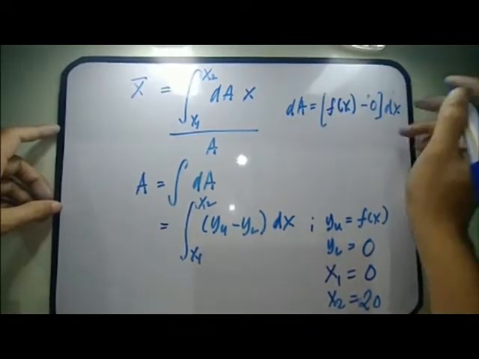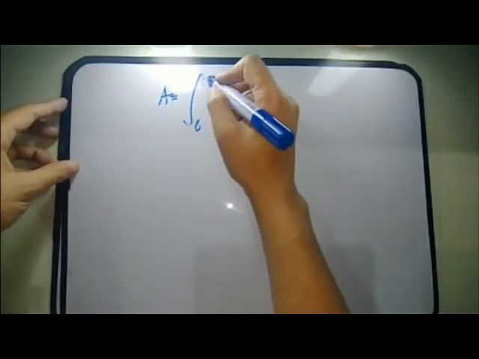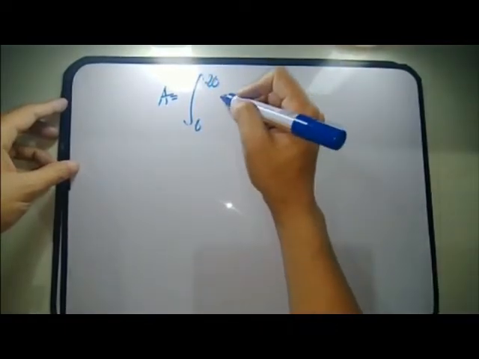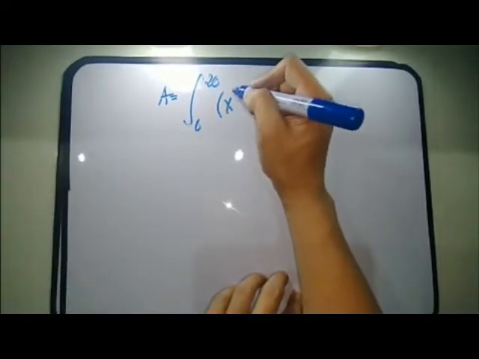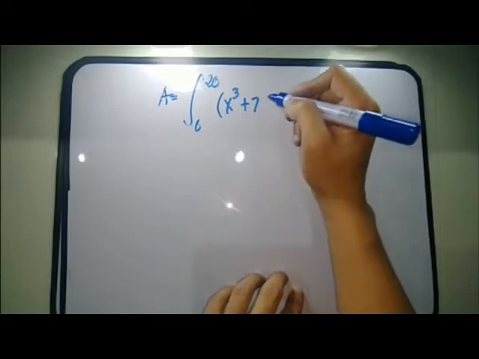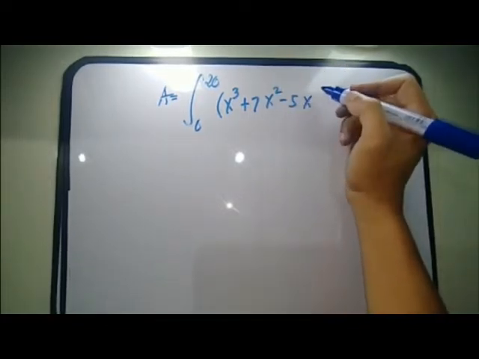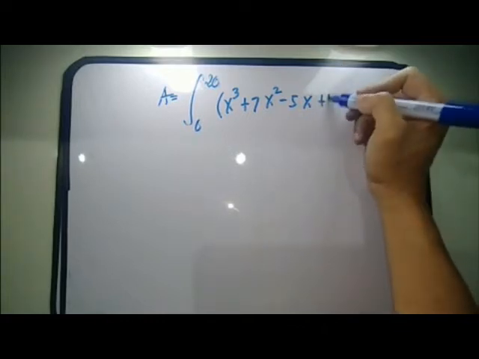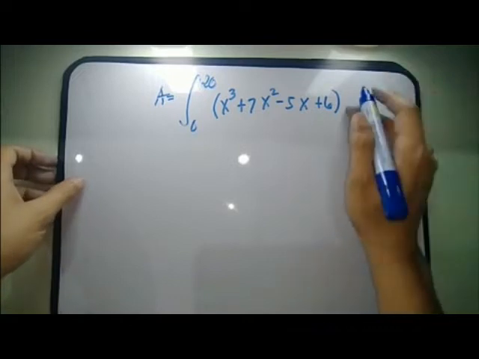So, area will be the integral from 0 to 20, that is our limit. And the function of x natin guys is x cubed plus 7x squared minus 5x plus 6, differential of x. Then, we use the power formula.